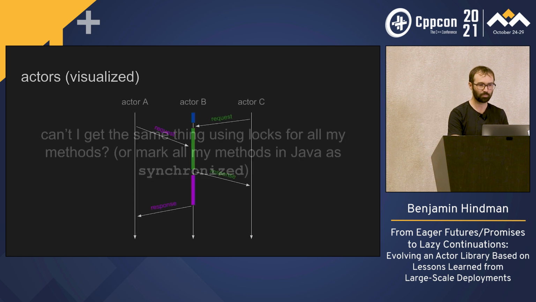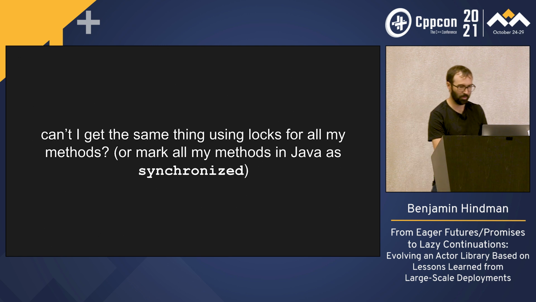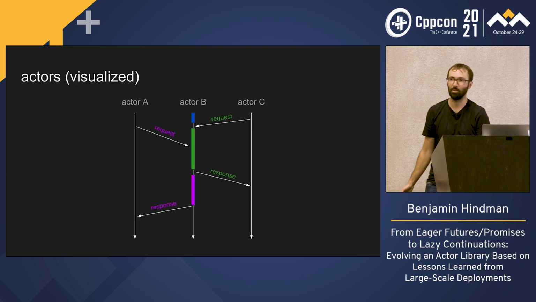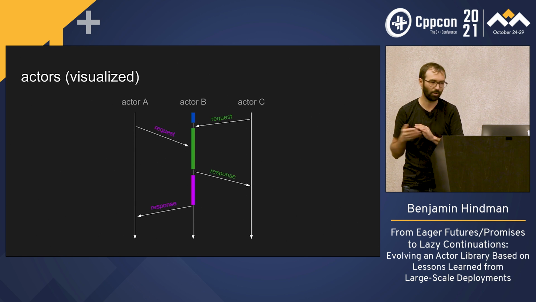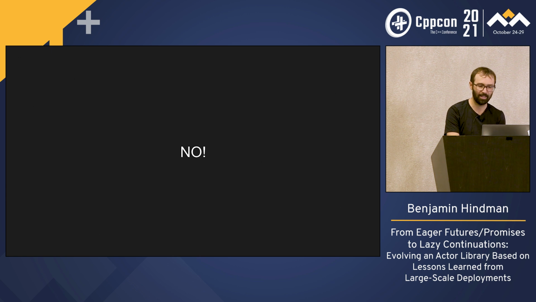Okay? Okay. All right. So I get this question all the time when I talk about actors, and again, actors were a key part of the old library and the new library, which is: can't I just get the same thing if I use locks for all my methods? Can I just put locks around every single method and ultimately get exactly the same thing? I process one thing at a time. Or in Java, if I just put synchronized on every method. And the answer is no, at least not without doing a bunch of other work.